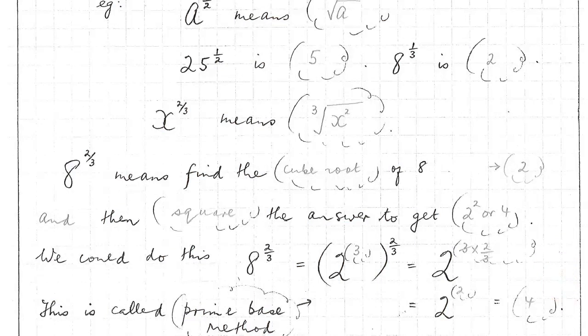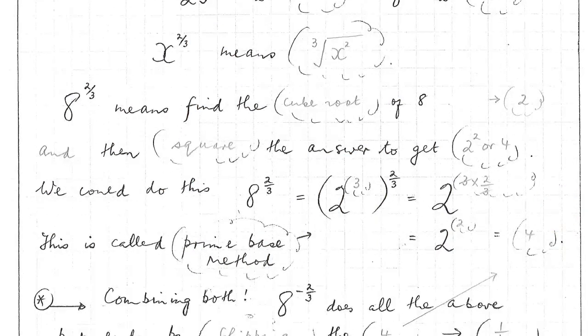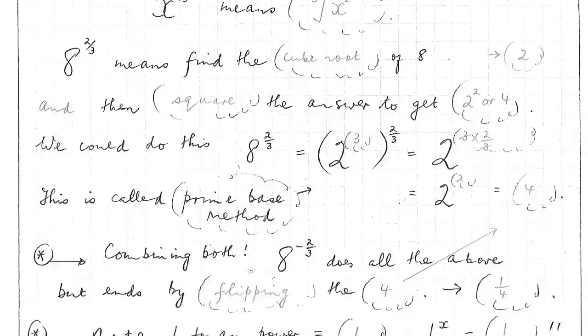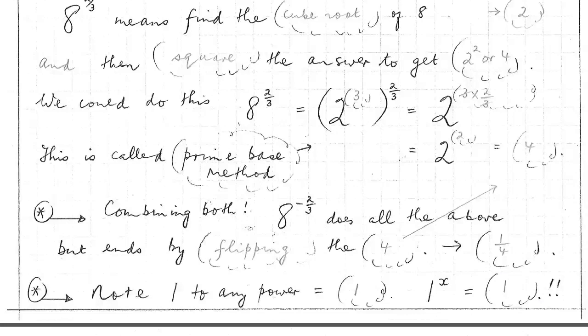Right. Let's combine both those ideas, the fractional power and the negative number. What's 8 to the power minus 2/3? Well, that means do everything that you've just done above, find the cube root and then square, but it ends by flipping your result. So you flip the 4 and get a quarter. Okay, so 8 to the power minus 2/3 means a quarter. Right, and just another note there, 1 to any power is 1. Let me write 1 to the power x is 1. Anything, the cube root of 1 is 1, the fifth root of 1 is 1. 1 to the power 10 is 1.